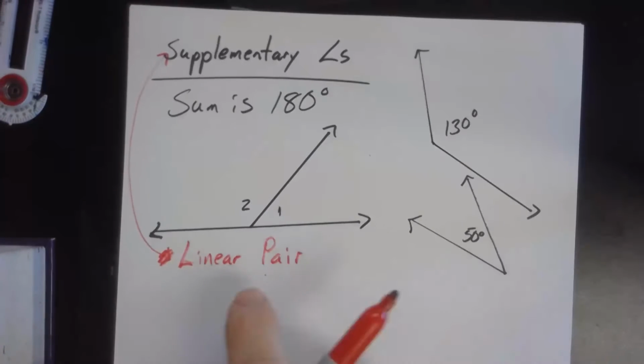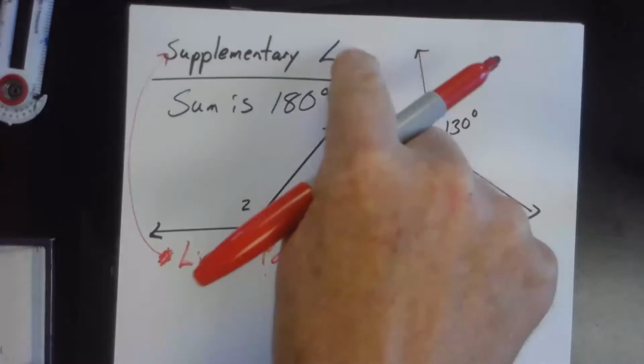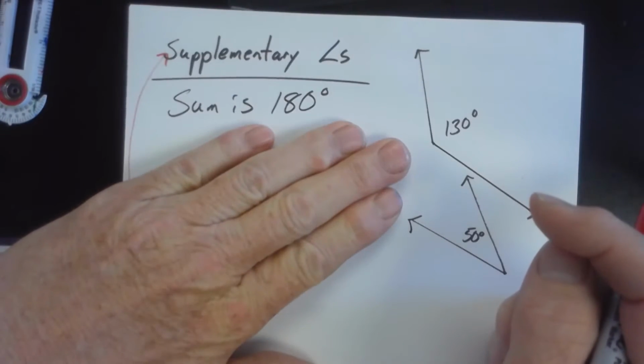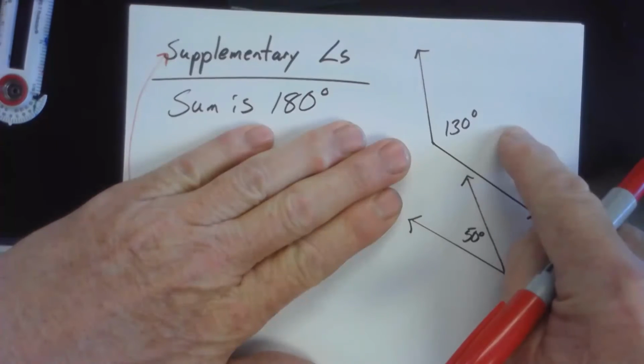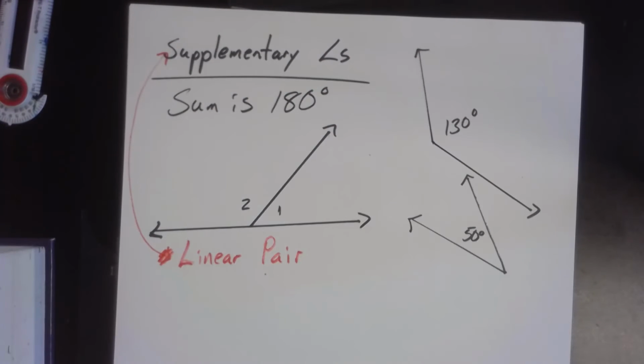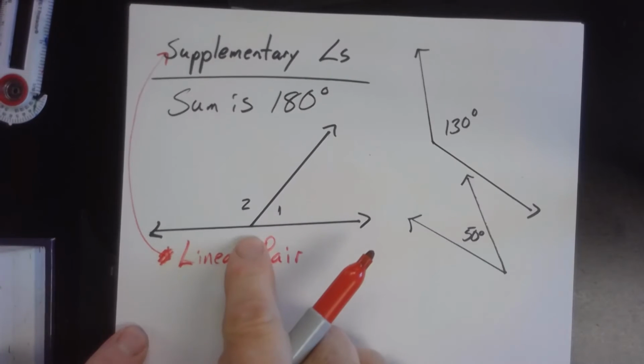So if you know they make a linear pair, you also know they are supplementary. But just because I say these two angles are supplementary, it does not mean they have to be a linear pair, does it? Okay. So if they're supplementary and adjacent, does that make them a linear pair? It does. If they are supplementary and adjacent, that's the only choice, isn't it? Exactly. Very good.